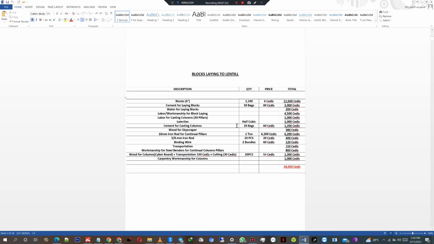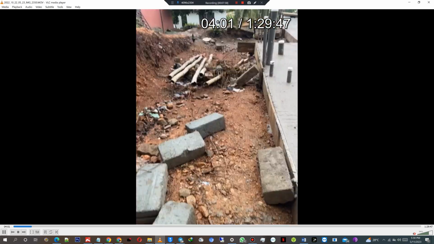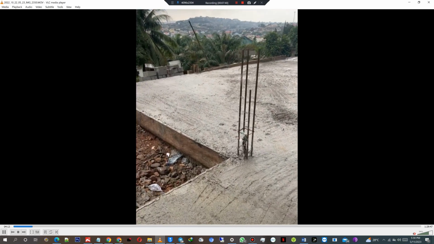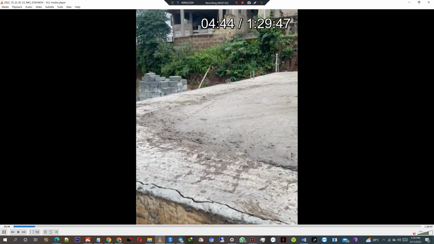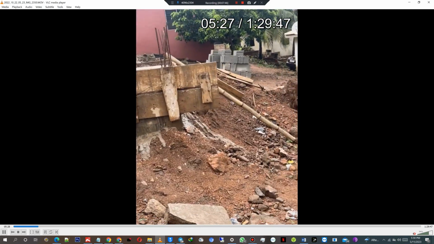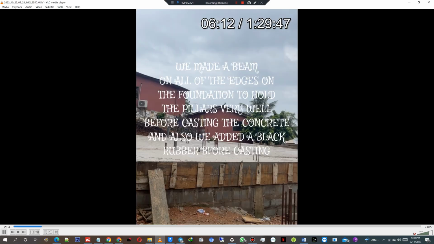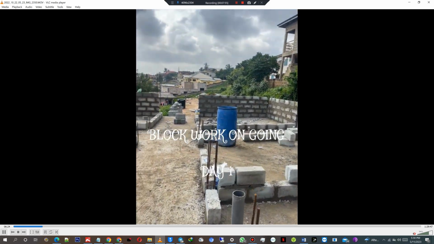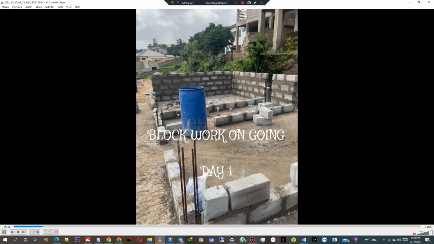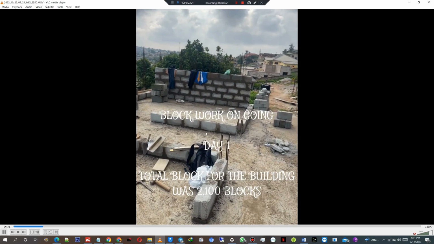Okay, so let's go to the block laying to the lintel. We did the block work in I think one week's time. When we started the block work, we used 2,100 blocks for this project, and I think 50 bags of cement. So this is the block laying, day 1 of the block laying.